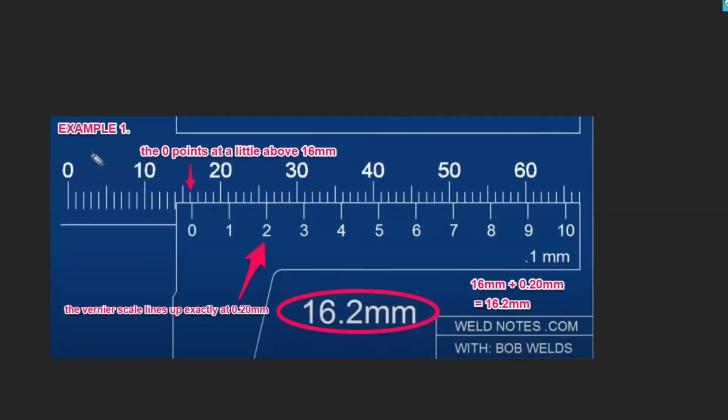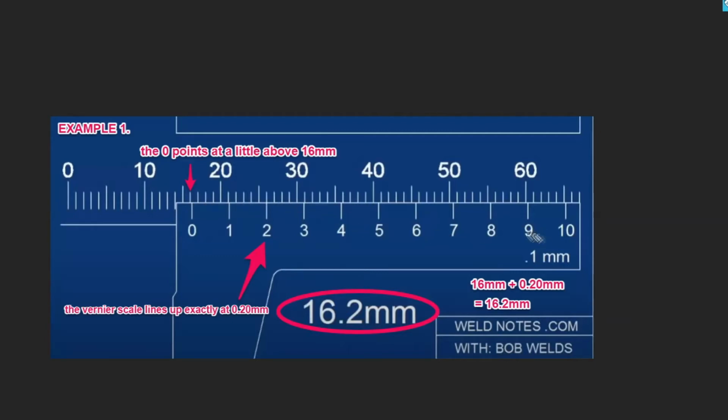Now here's an example question of the vernier caliper. So what will the reading over here be? Now remember that the 0 is pointing slightly above the mark of 16 millimeters. As you can see, this is 10 millimeters, 1, 2, 3, 4, 5, 6. So it's just slightly above 16 millimeters.